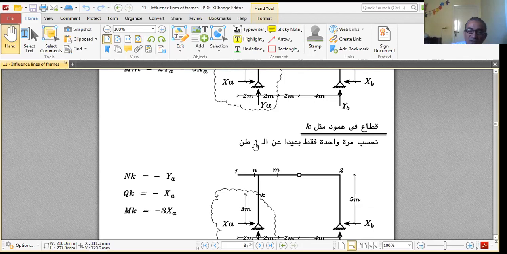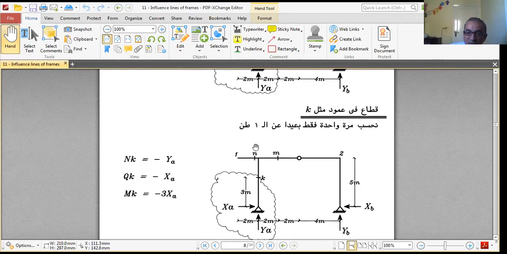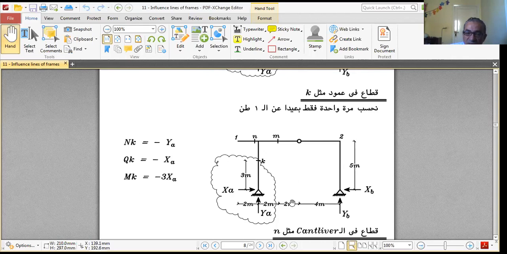For any section along the column A, we calculate one time, one ton. We calculate one time away from the column. So when the load is in a section K, we calculate one time left of K. We have XA, YA. So Nk equals minus YA, Qk equals minus XA, and Mk equals minus 3XA.